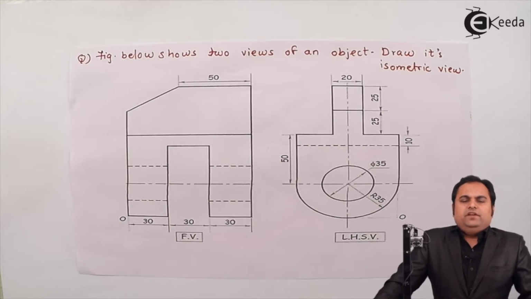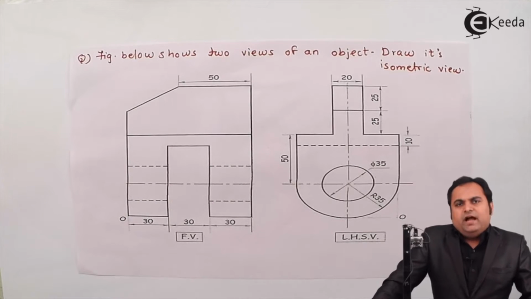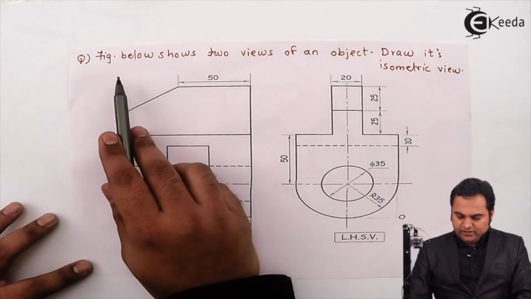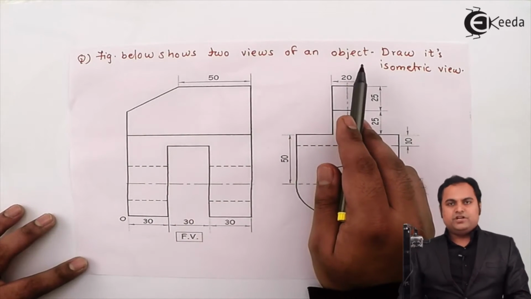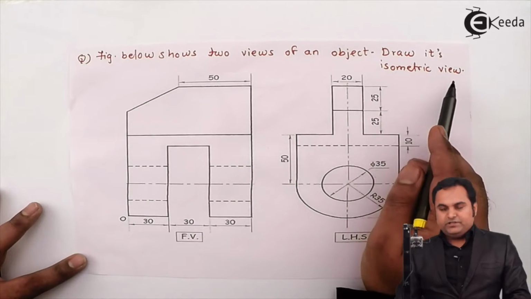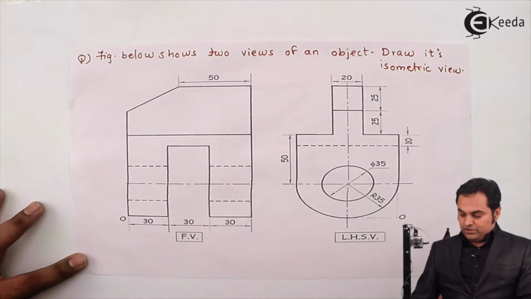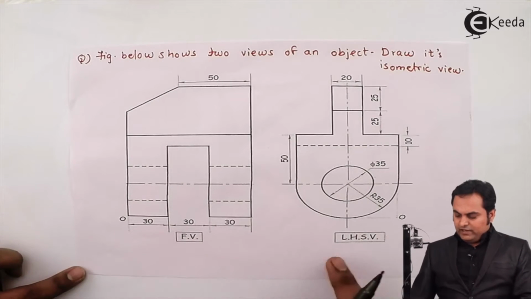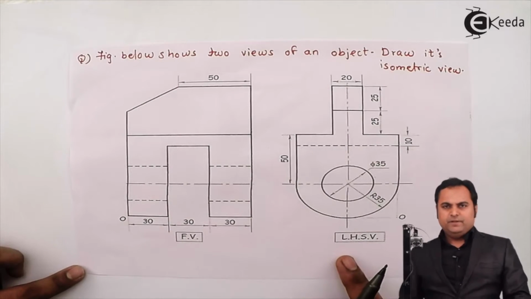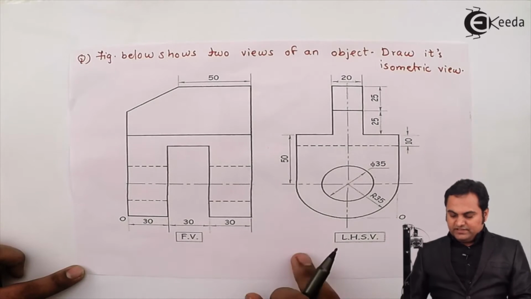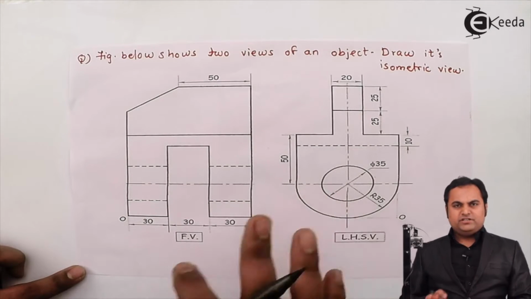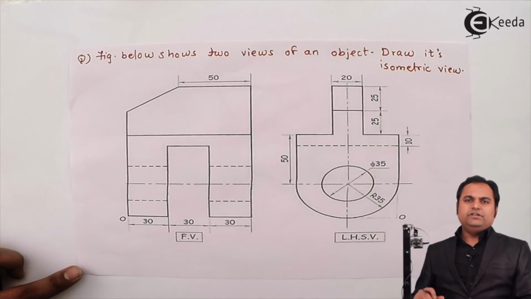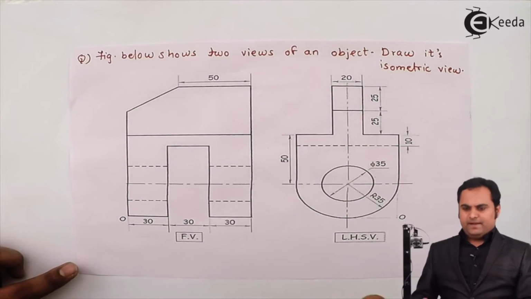In this video we are going to see a problem on isometric view, and for that here we have a question. It is given that the figure below shows two views of an object. Draw its isometric view. So this is the question in front of us. Your front view and left hand side view of the object is given. So we can say that the two-dimensional object is given to us, and for isometric view we have to convert it into a 3D diagram.